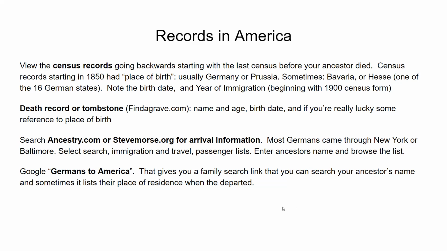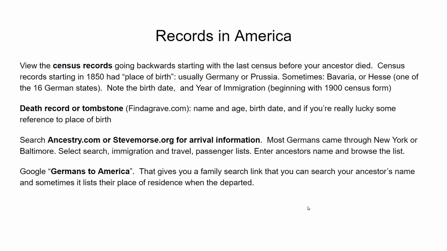And as George mentioned, when ancestors migrated, they were in groups. So typically on the census records, you'll see blocks of records of people who came from the same general area. Of course, another good source is the death record or tombstone, like Find a Grave, which I'm sure most of us are familiar with, which will give you a lot of times the birth date, the death date, and if you're lucky, some reference to place of birth. But typically, I've gone to Ancestry or SteveMorse.org for immigration information. It has been very, very helpful.